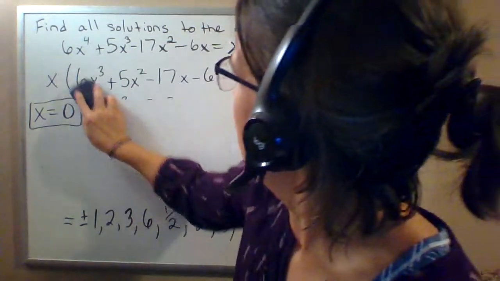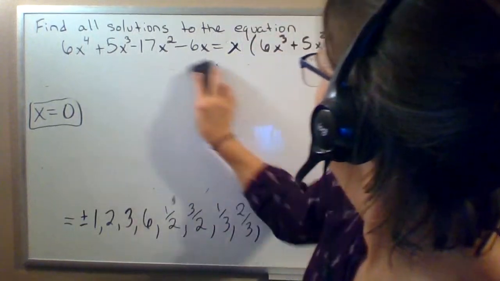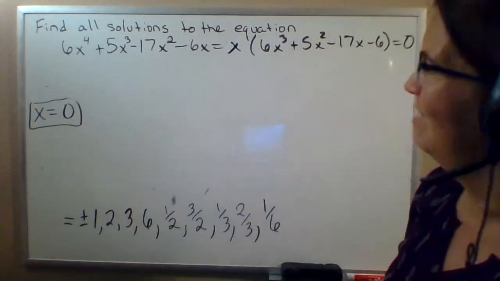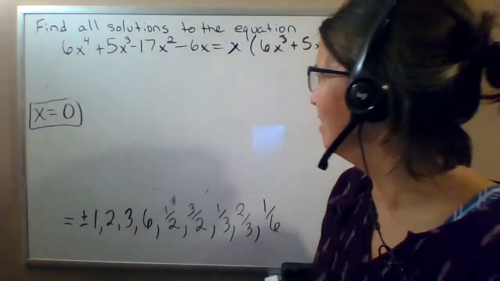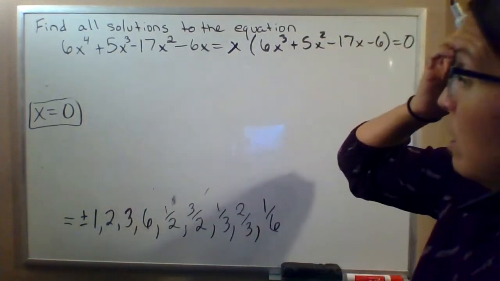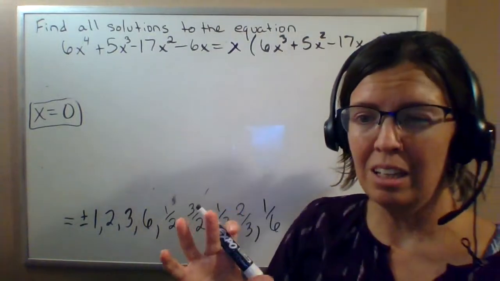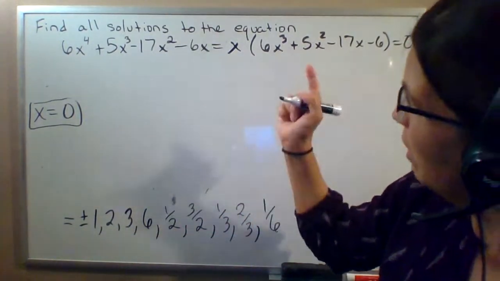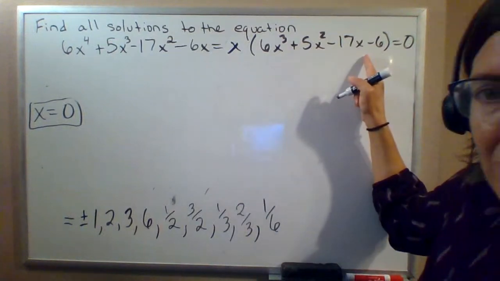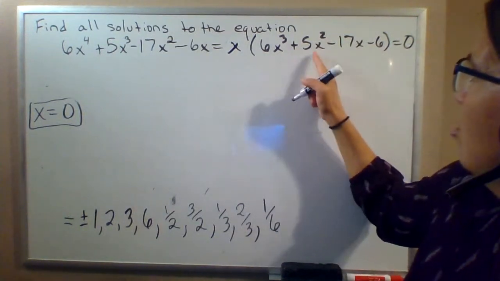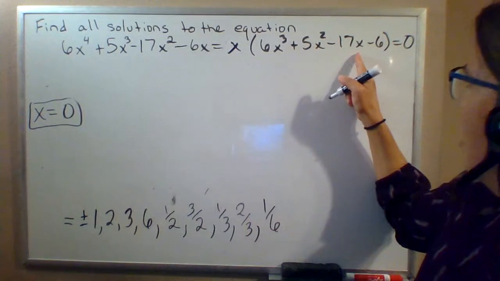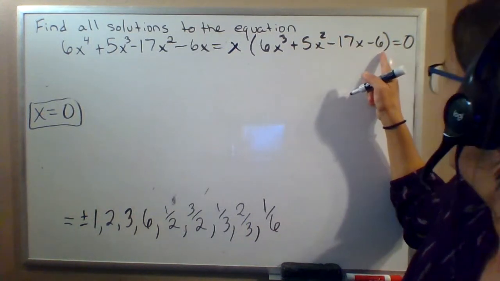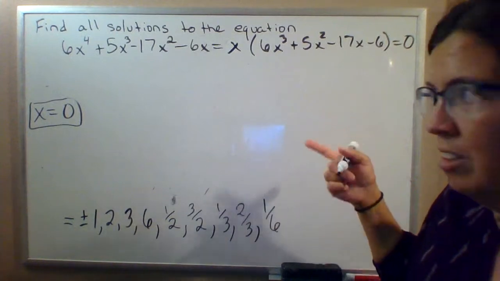What we should do now is plug in these values until we find one that works, which is kind of sad news because that's going to take a while. Actually, to keep this video from getting too long, if you want, try it out. Plug in 1, you're not going to get 0. You'll get 6 plus 5, that's 11, minus 17 is negative 6, and then minus 6 again, negative 12.